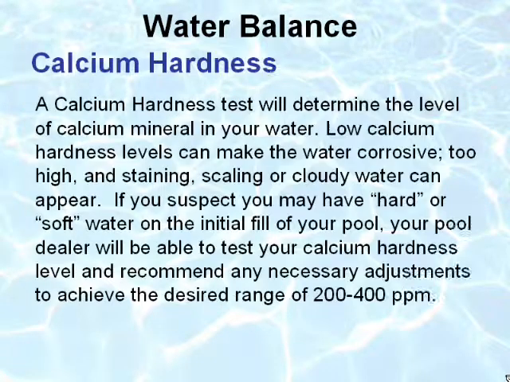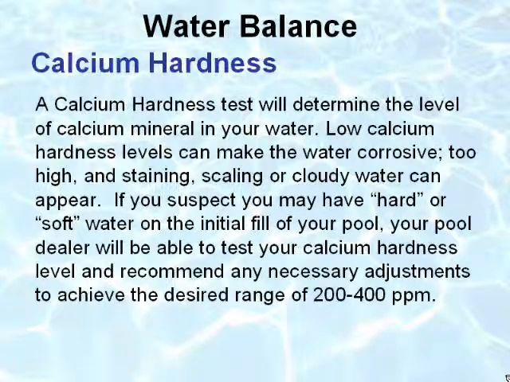A calcium hardness test will determine the level of calcium salts in your water. Low calcium hardness levels can make the water corrosive. Too high, and staining, scaling, or cloudy water can appear. If you suspect you may have hard or soft water, on the initial fill of your pool dealer will be able to test your calcium hardness level and recommend any necessary adjustments to achieve the desired range of 200 to 400 parts per million.